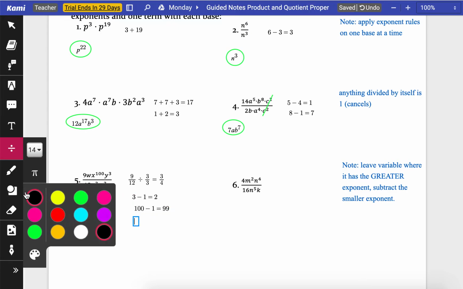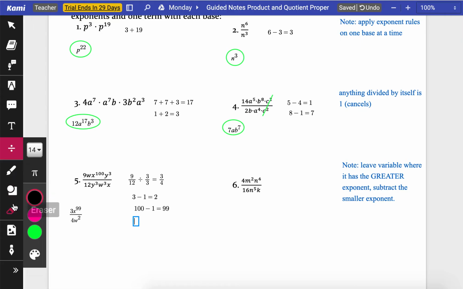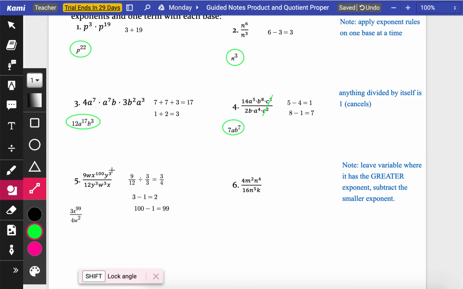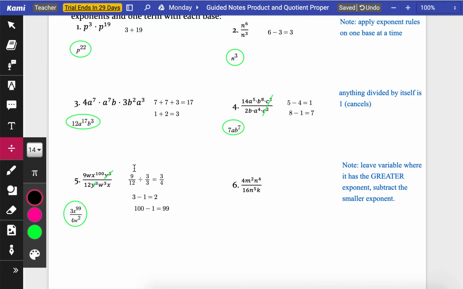Then I'm going to look at the y's and see the same thing happen as before, which is that y cubed cancels with y cubed. And so we've handled the coefficients, we simplified the fraction. We've handled the x's, the w's, and the y's, which canceled. We're going to look at one more and handle it the same way.